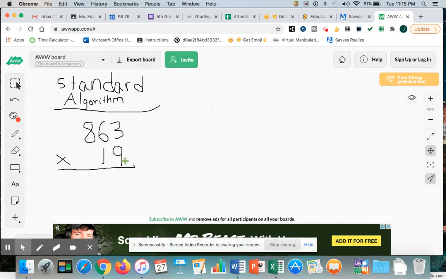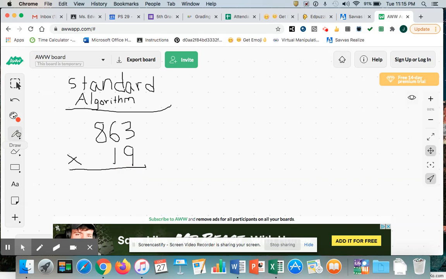What I want to do with standard algorithm is take my bottom factor and distribute each place value into the top place values. So the first thing I want to do is 9 times 3. 9 times 3 is 27. I'll put a 7 down here in the ones place. I need to make sure that I regroup my 2. 9 times 6 would give me 54. Don't forget to add that 2 to your 54. That's going to be 56.